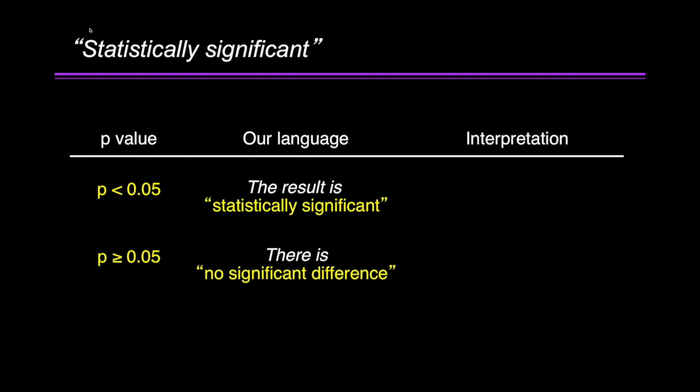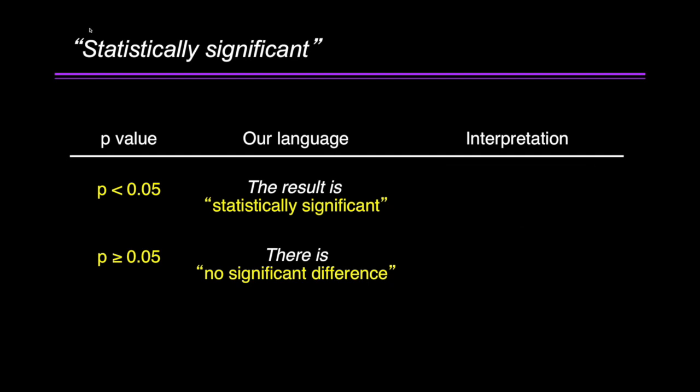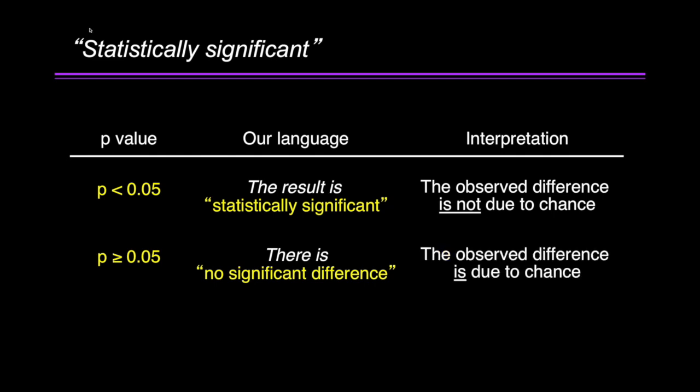Now, how do we interpret this? Well, if the p-value is less than 0.05, we reject the null hypothesis. And we say, hey, the observed difference is not due to chance. There must be something real here. But if the p-value is greater than or equal to 0.05, we cannot reject the null hypothesis. And we're left with the observed difference is due to chance.